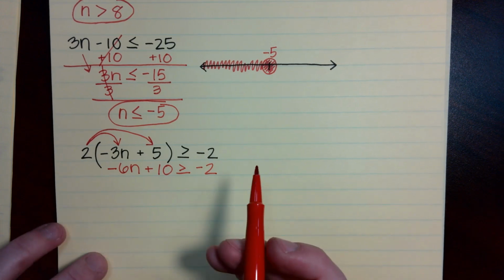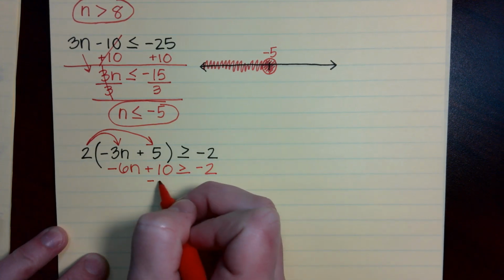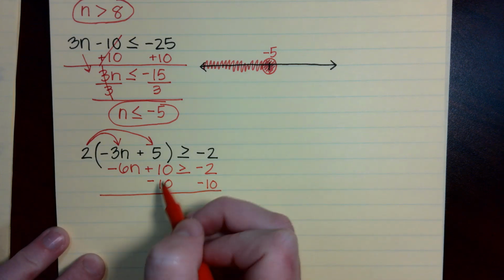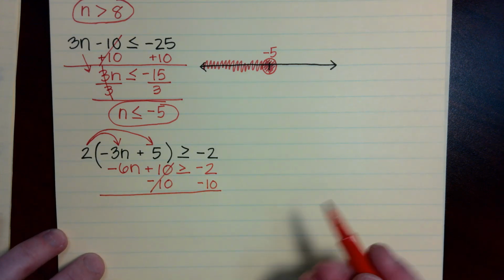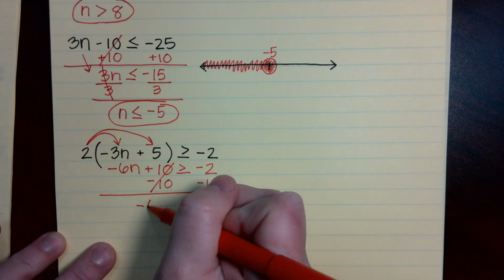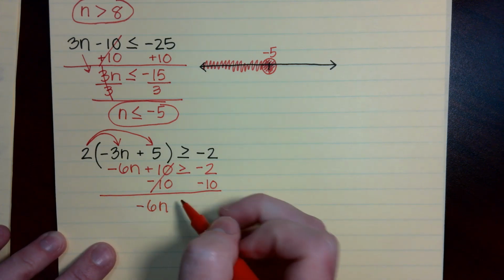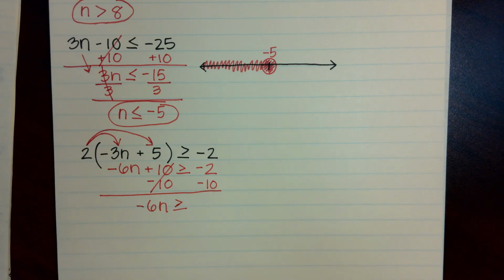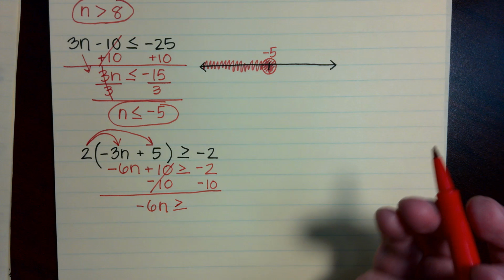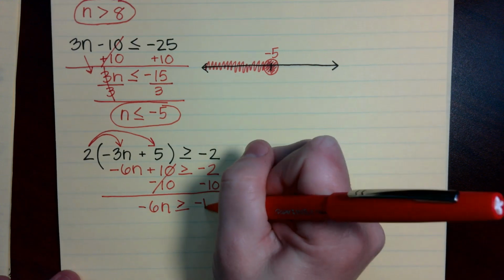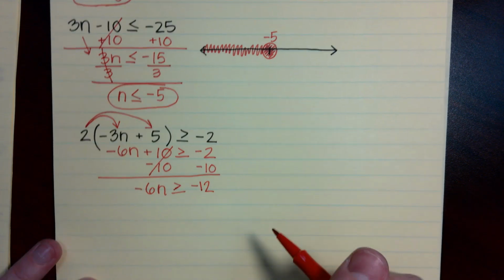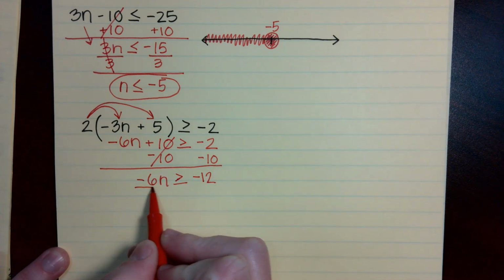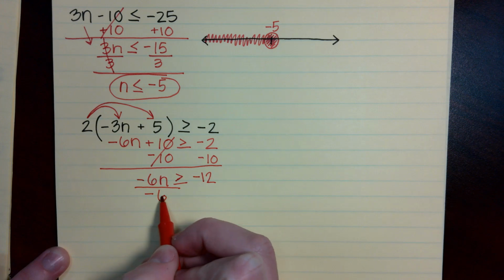All right, what do we do here? Good, subtract 10 from both sides. Okay, my 10s will cancel. I'm left with -6 times n greater than or equal to, what is -2 minus 10? -12. Awesome. Okay, one last step. What do we do here? Divide by -6. Good.